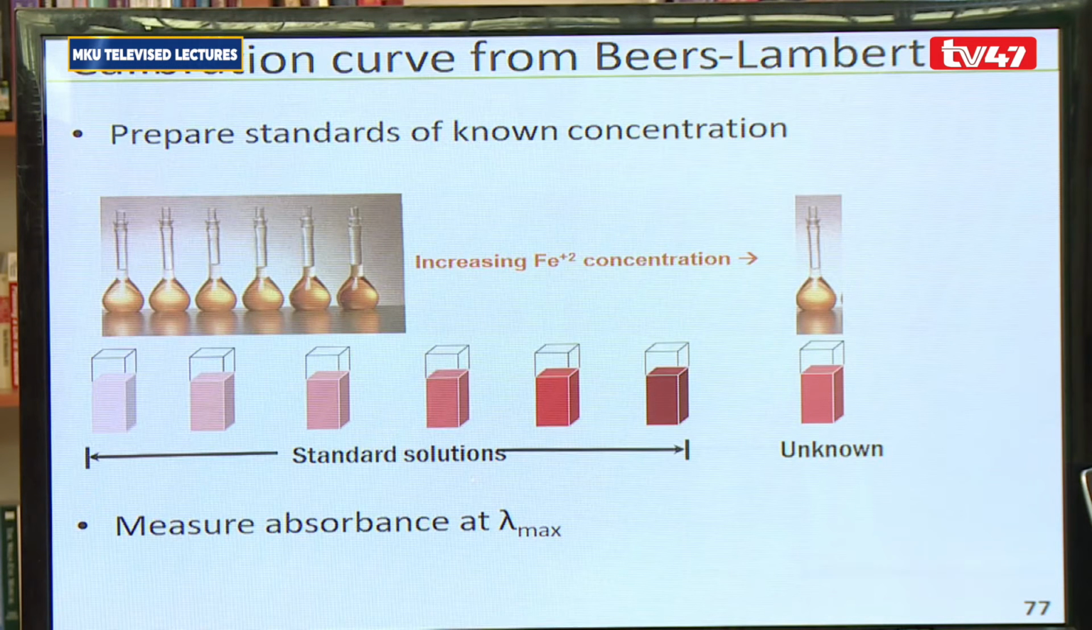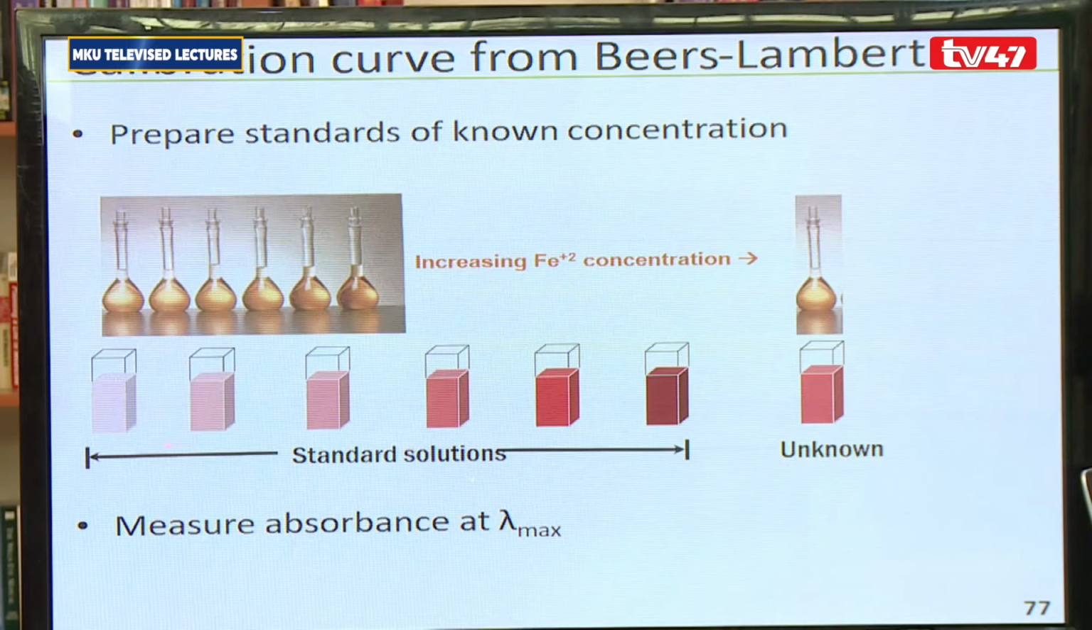And the solution concentration is known by the analyst, because you are going to make these solutions by using a standard of iron. And you make them in increasing concentration. Start with the lowest concentration and you increase the concentration. For example, let's take an example. We can start with 2 ppm, 4 ppm, 6 ppm, 8 parts per million, 10 parts per million, maybe 12 parts per million. Then you have the unknown, and this is the solution whose concentration you don't know.